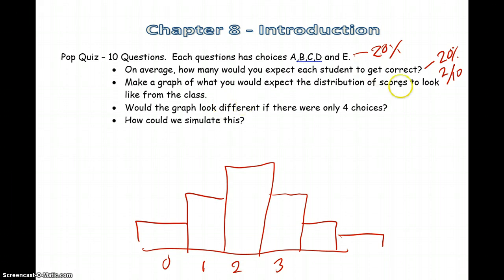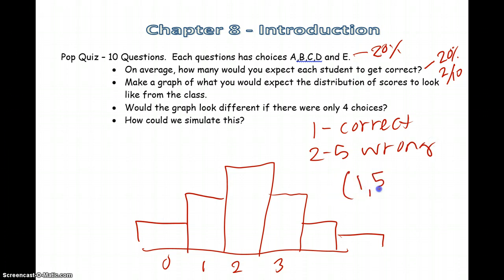What would you expect to look different if there's only 4 choices? Yeah, a little bit, because then we expect them to get 25% right, and so maybe the whole graph would shift up just a little bit to about 2.5 questions. How could we simulate this? We could say 1 means they got it correct, and 2 through 5 means they got it wrong, and we could pick 10 numbers from 1 to 5 for the 10 questions, see how many they got right, and do that several times.